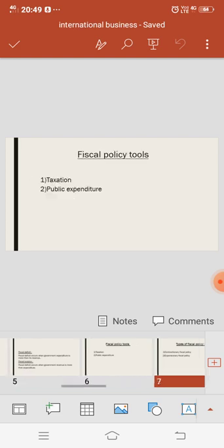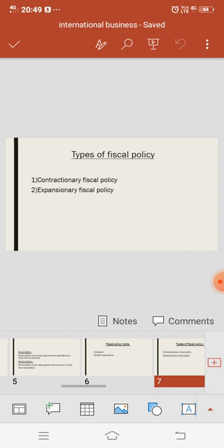Fiscal policy tools include taxation and public expenditure. Taxation includes determining the taxes to be charged on income, goods and services. Public expenditure includes subsidies and transfer payments like salaries to government employees, welfare programs, etc.